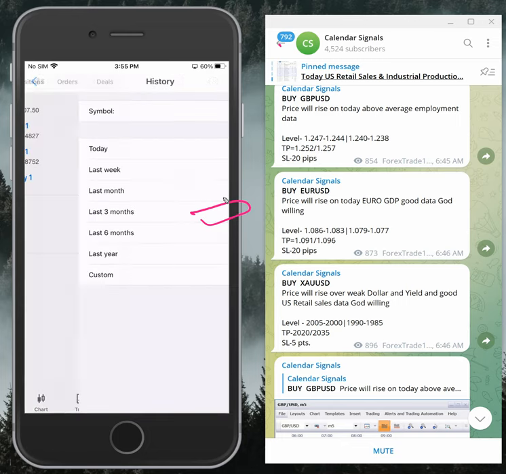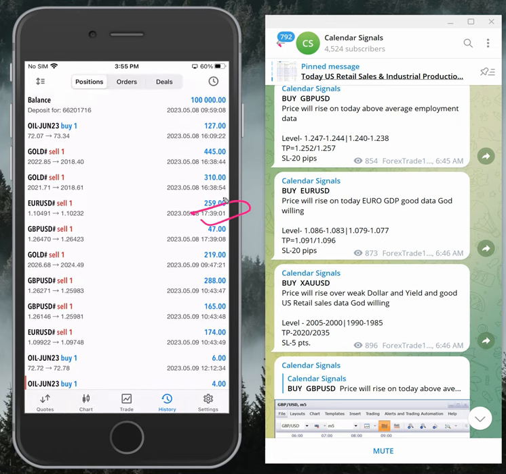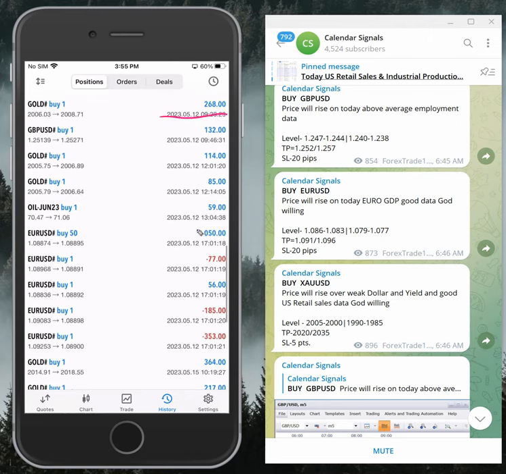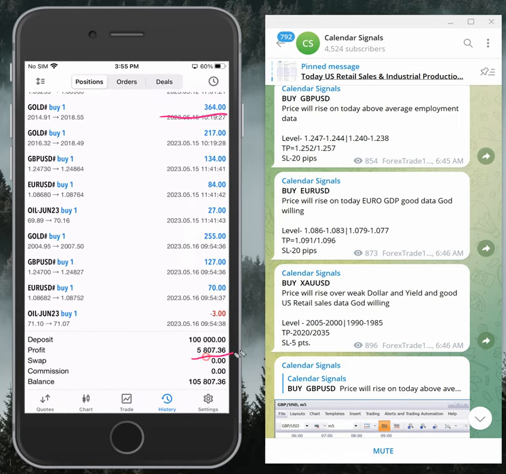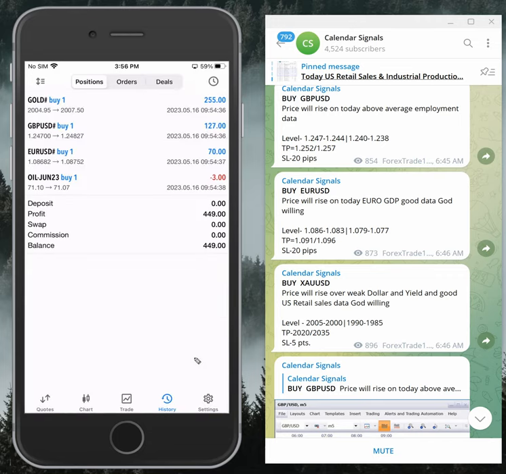And if you look at the complete history, it started from 8th of May 2023. From 8th of May we started trading. Here are the trade records, and so far we made $5,800 profit. From the 8th, if we remove the weekends, like 5-6 days of trading, in a few days we made $5,800 profit. So far profit is $5,800, and today's profit is $449. So this is the performance of today's calendar signal.